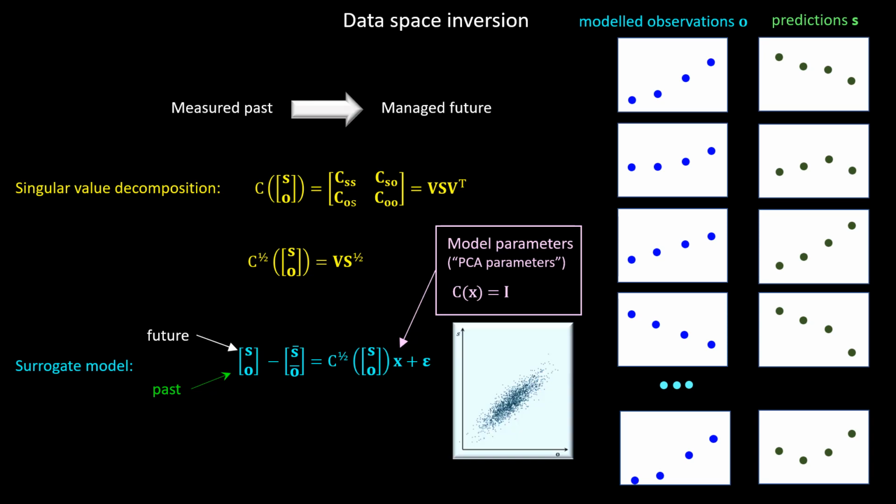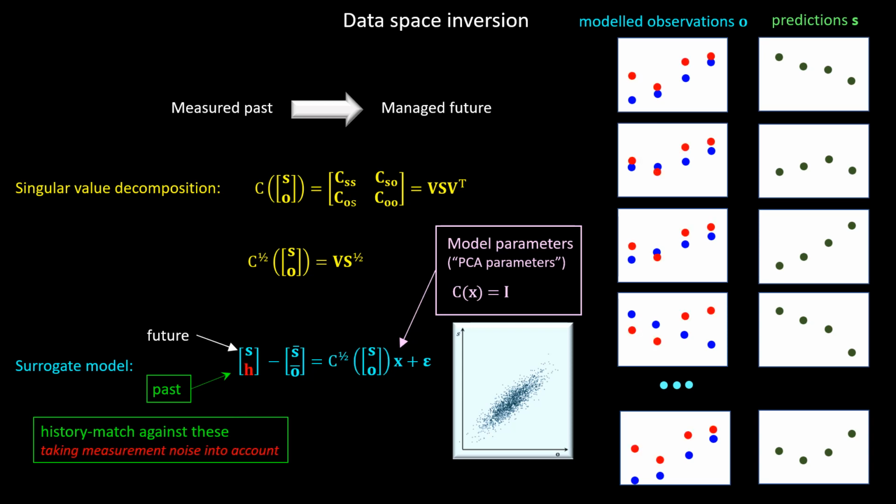So I now have a statistical model, and my next task is to history match this statistical model against field data in place of the complex model. That's easily done, and once I've done that, I can sample the posterior probability distribution of predictions of management interest.